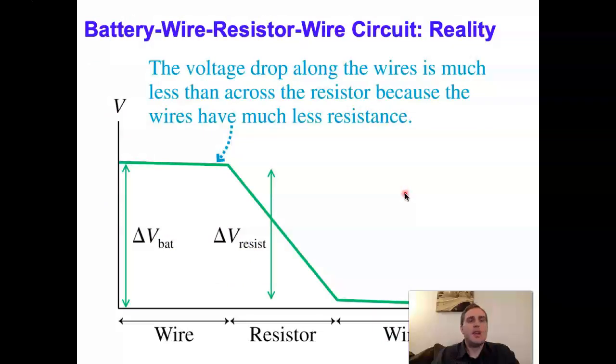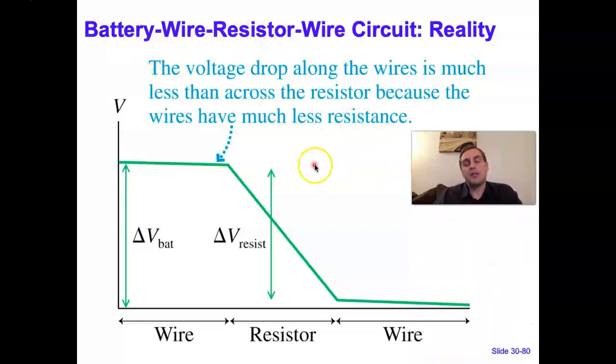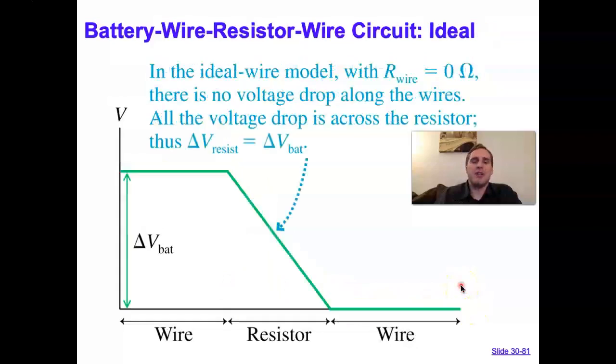Okay. Now, I want to briefly talk about reality versus the ideal situation that we'll look at in this class in terms of batteries and wires and resistors. The voltage drop across wires is much less than across resistors because wires have very little resistance. Notice that the voltage, say across this piece of wire, is very, very small in terms of its voltage drop, whereas the voltage drop across a resistor is quite large. And again, across this piece of wire, it's very small, but it's not zero in reality.